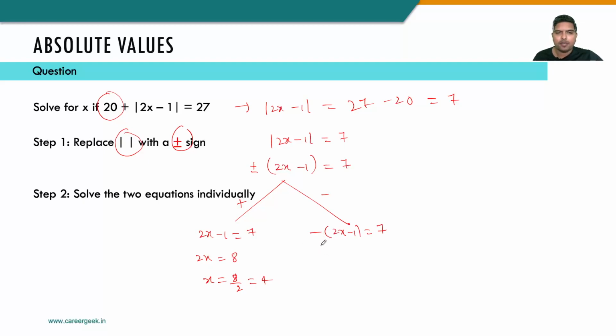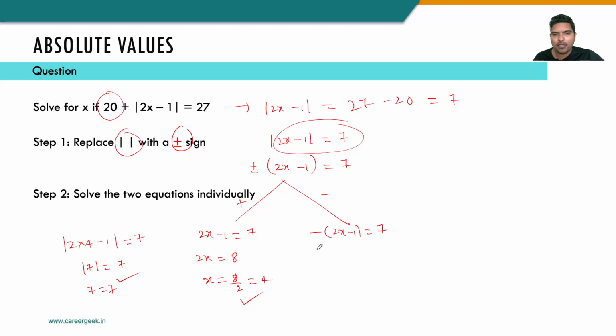Similarly, you can check here itself, right? When x is 4, 2 times 4 minus 1 is equal to 7. 8 minus 1, absolute value of 7, which is 7. This satisfies. So x is equal to 4 is a solution.